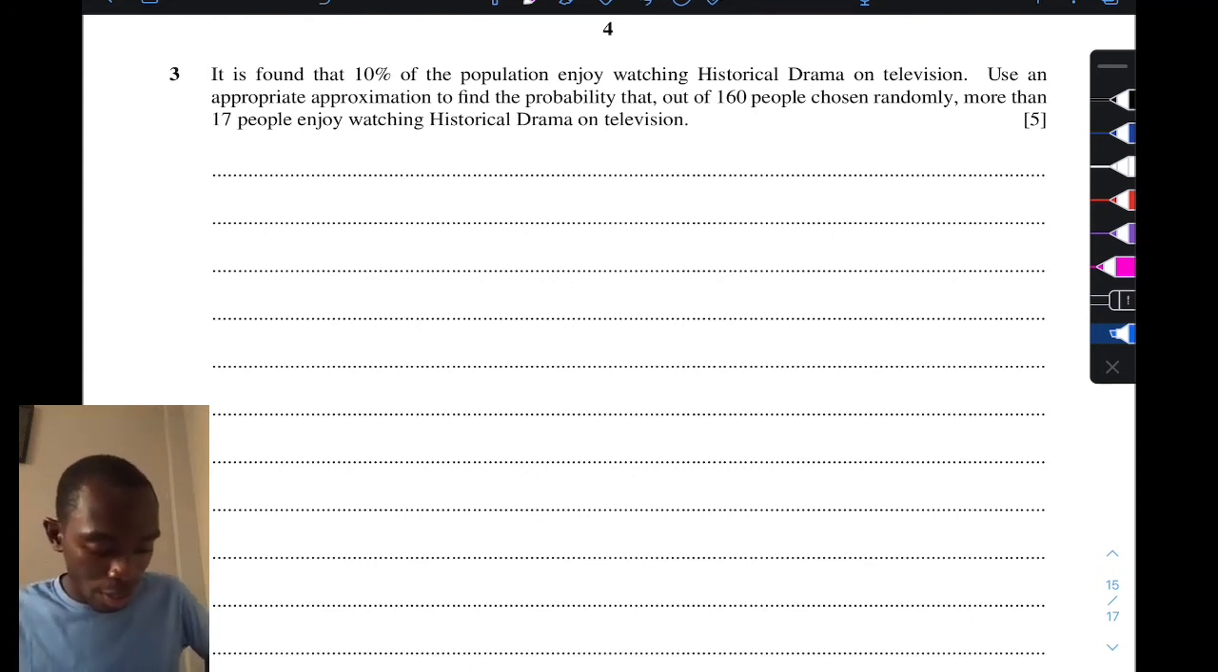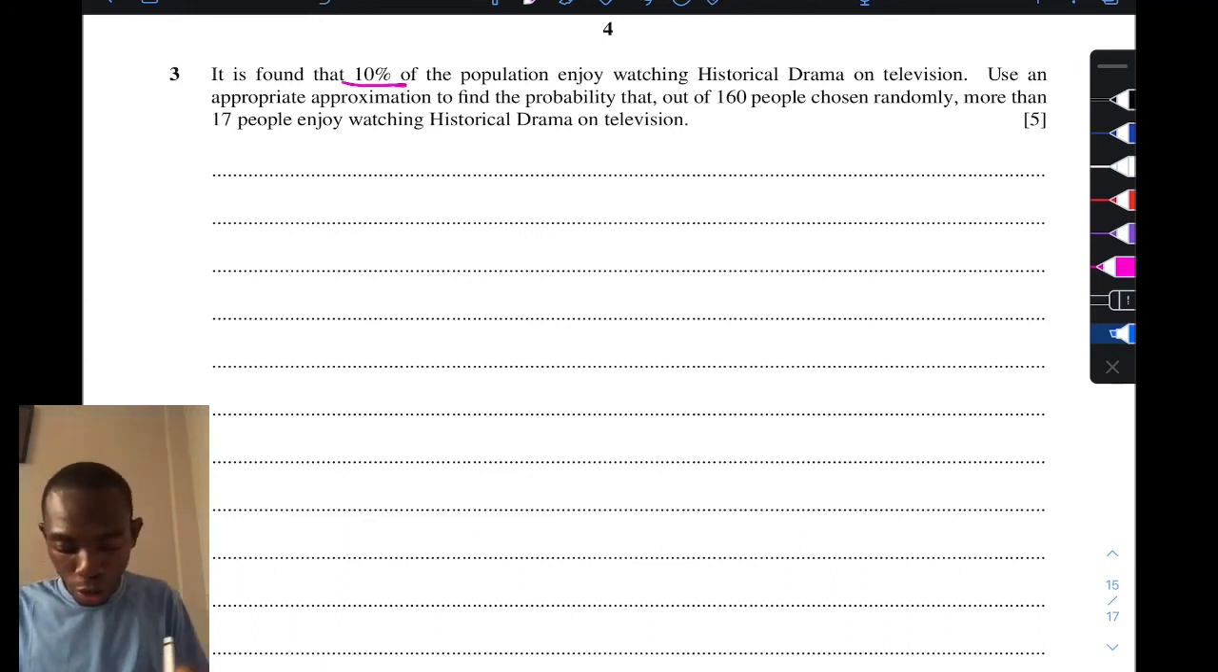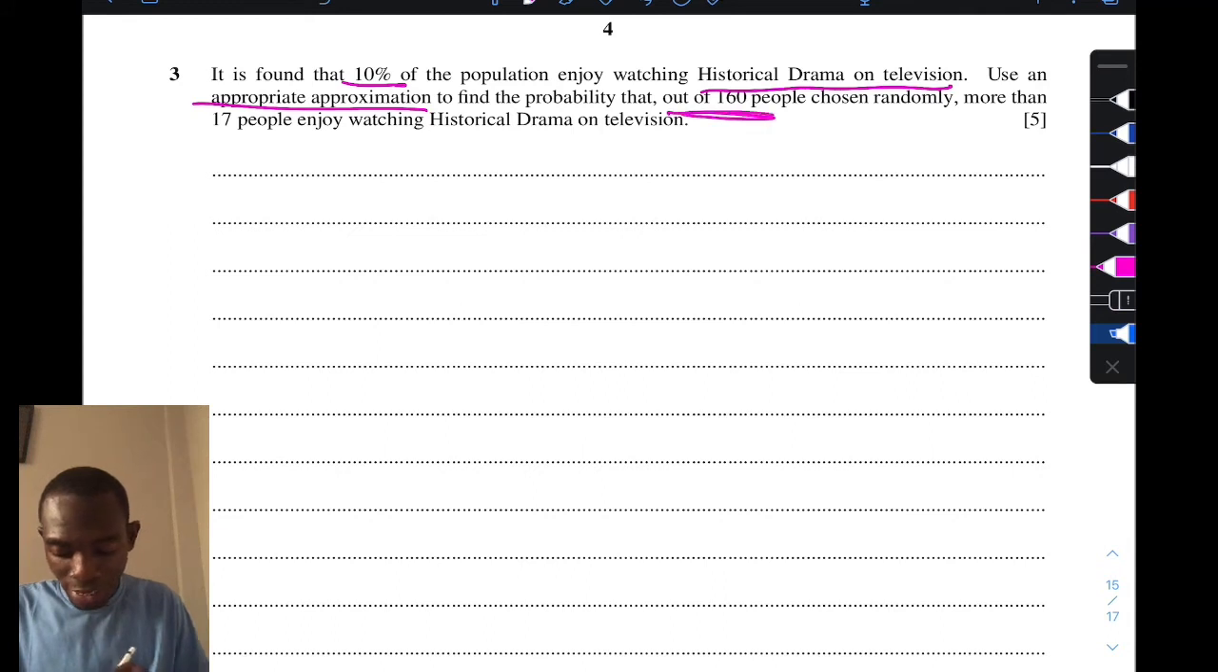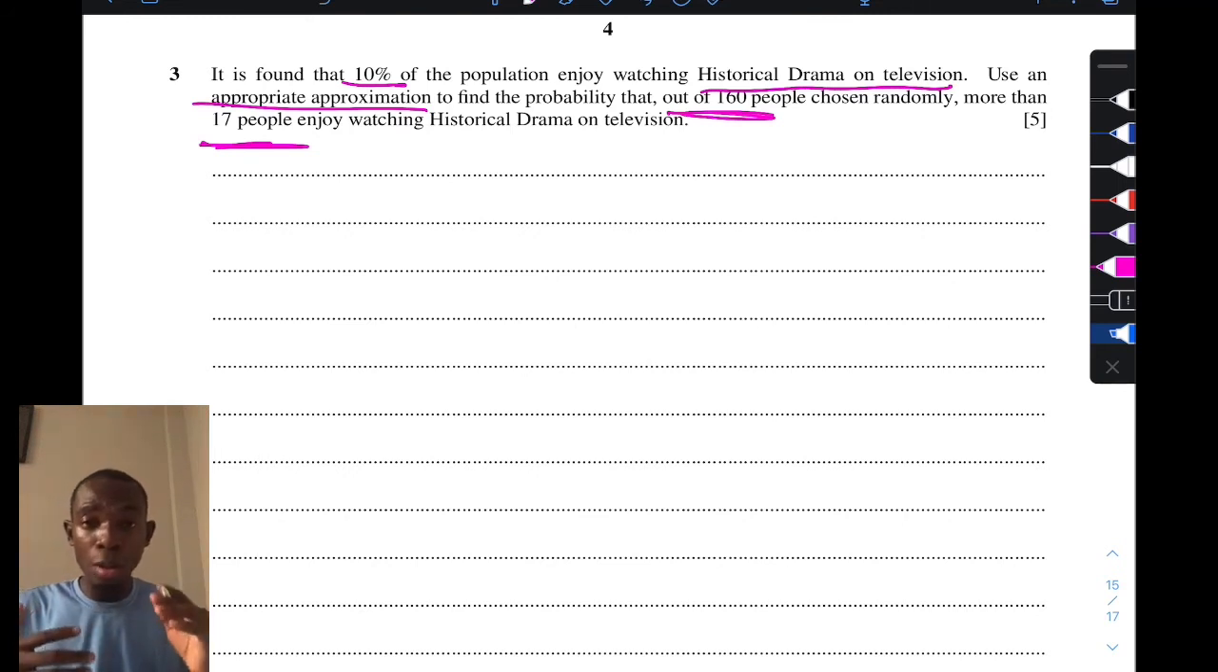Okay, so it says it is found that 10% of the population enjoy watching historical drama on the TV. Use an appropriate approximation. Now, appropriate for S1, any approximation that you are using is actually normal distribution, okay? To find the probability that out of the 160 people, more than 17 people enjoy watching this particular program on TV. So this is what we do. We want to use normal distribution, okay?